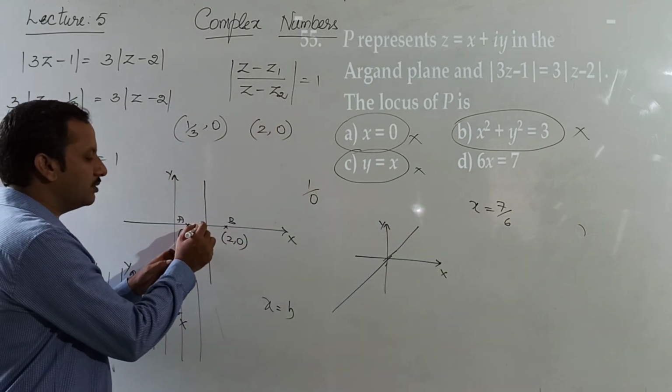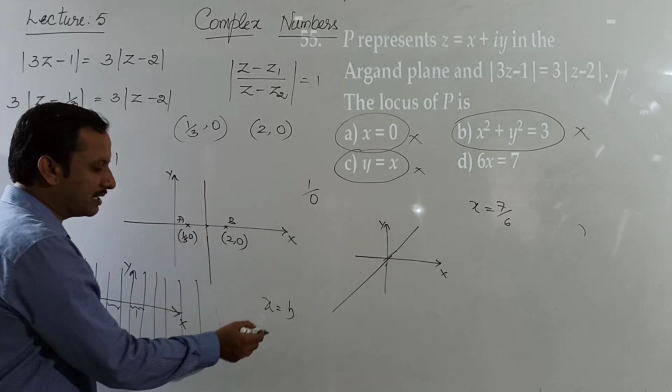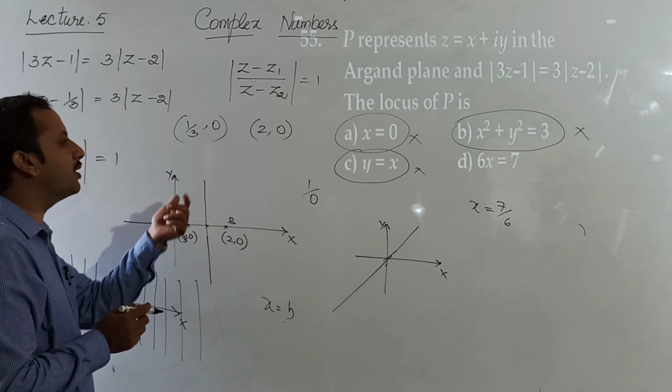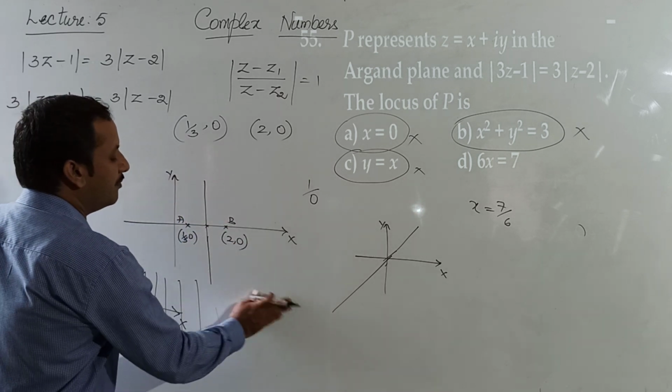You take the midpoint of these two. See, I told you this line must be of the form x equal to h because it is parallel to the y-axis, and it should pass through the midpoint of AB. What is the midpoint of AB? Find out the midpoint of AB.